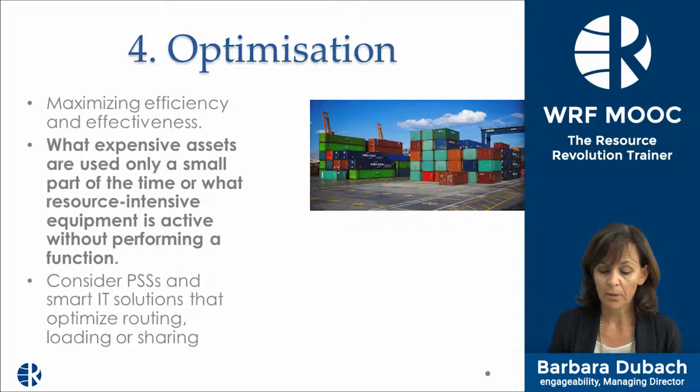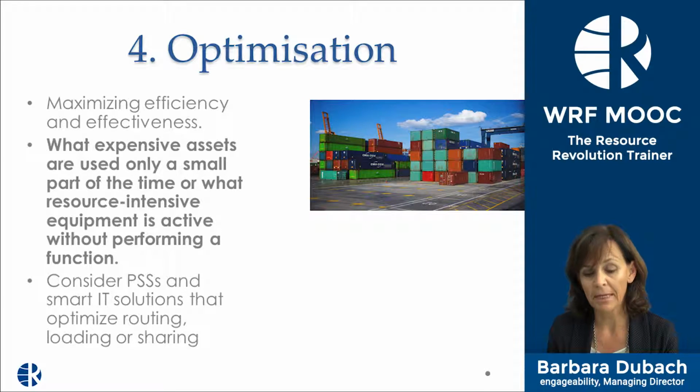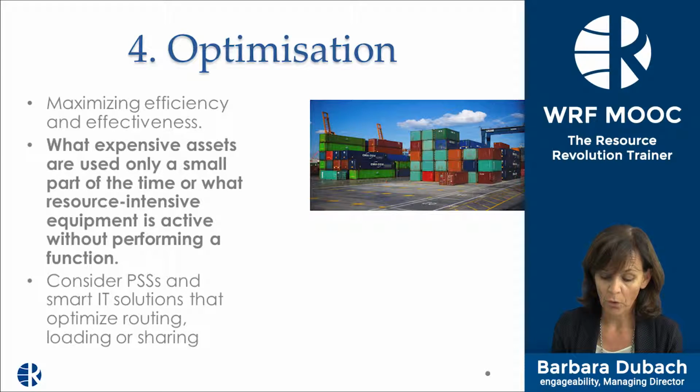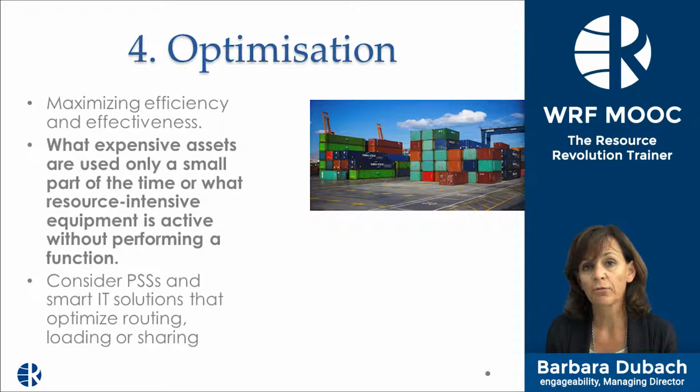The fourth principle is optimization. Optimization is about maximizing efficiency and also effectiveness. A guiding principle for the aspiring resource-efficient company is to ask itself what expensive assets are used only a small part of the time, or what resource-intensive equipment is active without performing a function. This could be construction equipment, shipping containers, or trucks that return empty, or planes circling an airport waiting for congestion to clear. All these cases lend themselves to smart IT solutions that optimize routing, loading, or sharing.